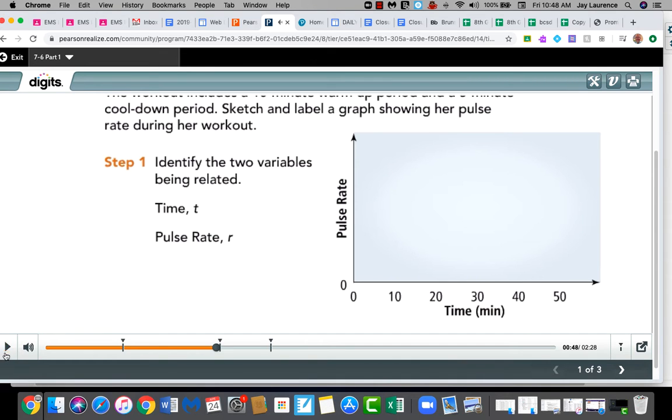I can't ever think of a situation where time is not on the horizontal axis. It's your independent variable, it's x. The other variable, pulse rate in this case, depends on how long you're exercising for, not the other way around. So time is always your independent variable and goes along the x-axis, well, in this case the t-axis. Minutes.